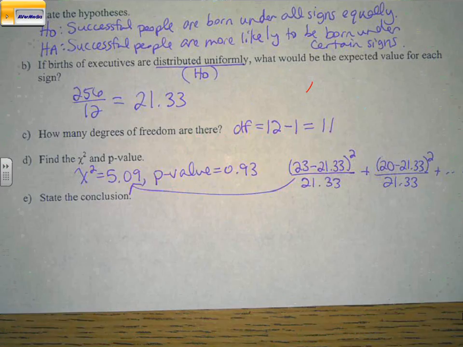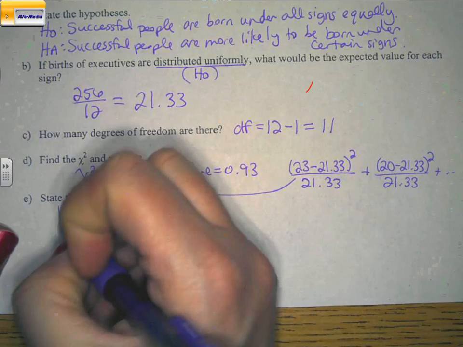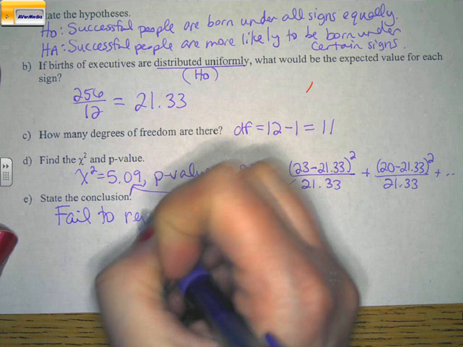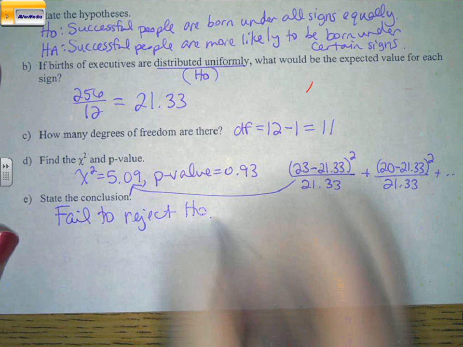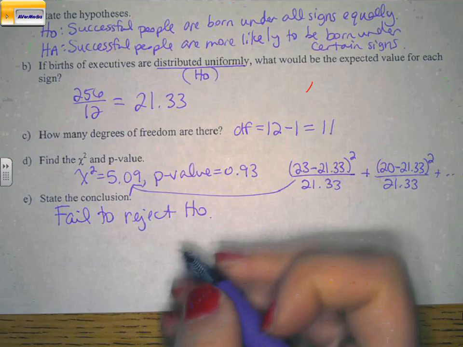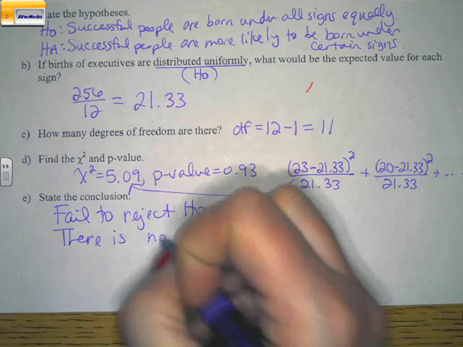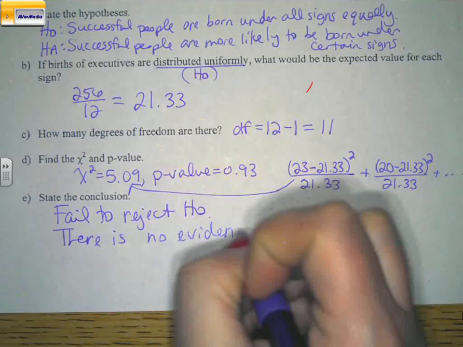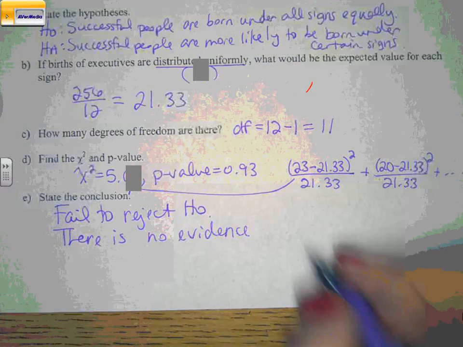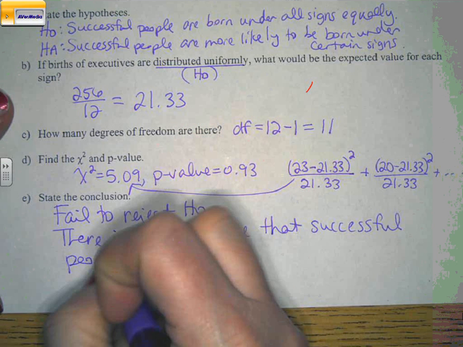So state the conclusion. Can we reject the null hypothesis? You think 0.93 is low? No, that's extremely high. So we will fail to reject. And this part is just like all our hypothesis tests. When you fail to reject, then there is no evidence of whatever you're trying to prove. So in this case, there's no evidence that, to restate the question, successful people are more likely to be born under some signs than others.